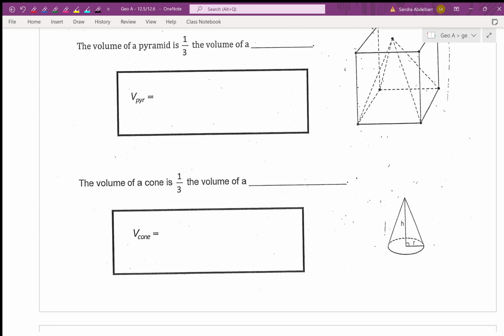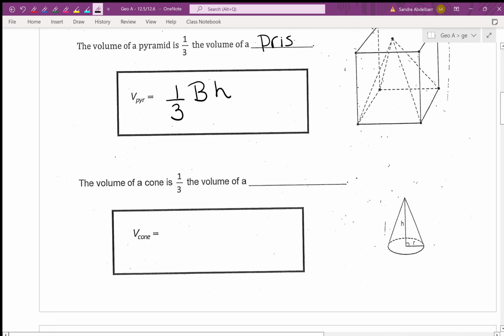So the volume of a pyramid is 1/3 capital letter B times H. So that's 1/3 the volume of a prism. So we are 1/3 times the area of the base times the height.